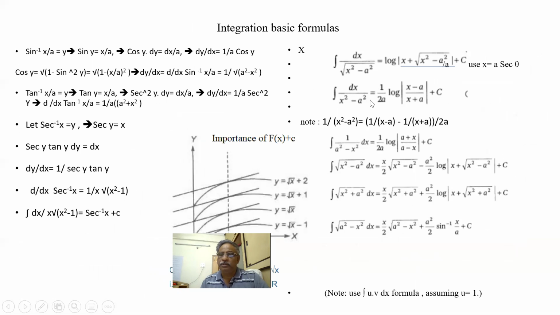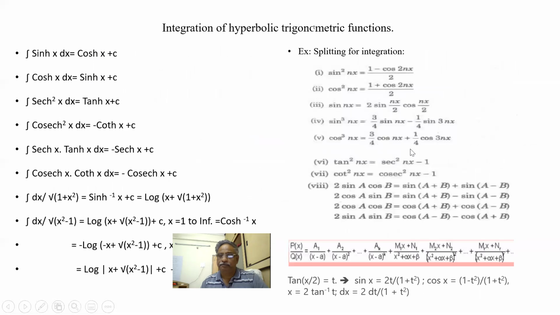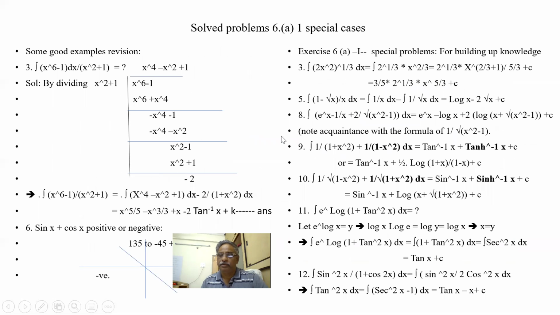This formula: 1 by (a square minus x square) is 1 by 2a log (a plus x) by (a minus x). 1 by a square minus x square. There is no root.